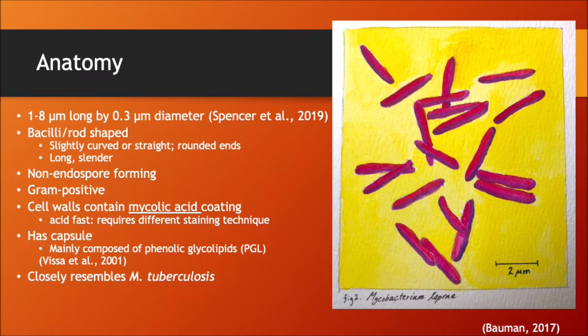It's gram-positive. Importantly, its cell walls contain mycolic acid. This impacts many of the characteristics of this bacteria, including its very slow growth and its ability to live within phagocytes. It also requires a different kind of staining technique. It also has a capsule, and it very closely resembles Mycobacterium tuberculosis.